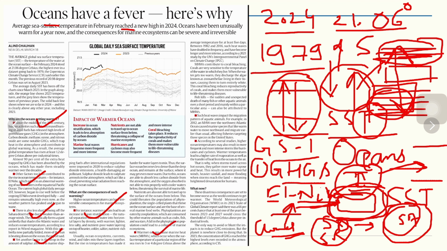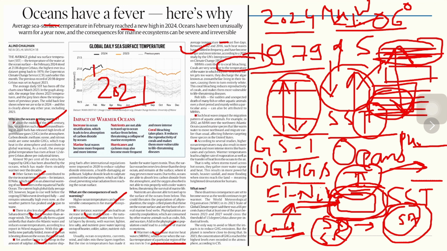Another is that because of the warmer ocean, there is a rise in marine heat waves. You see, there is a plain heat wave and there are marine heat waves. Marine heat waves arise because of the rise in sea surface temperatures, when the surface temperature of a particular region of the sea rises by 3 to 4 degrees Celsius above the mean surface. Between 1982 and 2016, such heat waves have doubled in frequency and have become longer and more intense, according to a 2021 study by the United Nations Intergovernmental Panel on Climate Change.